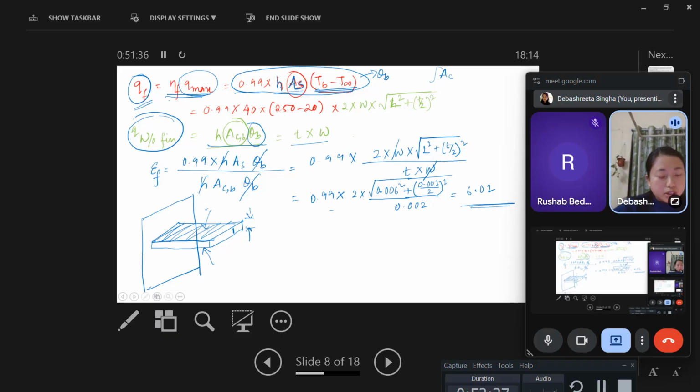The next part is heat dissipation per unit width from the fin, that is QF itself, but given per unit width, so just divide it by W. It was 0.99 into 2 into W into root over L square plus T by 2 square, divided by W. So W just cancels, and then find the Q.